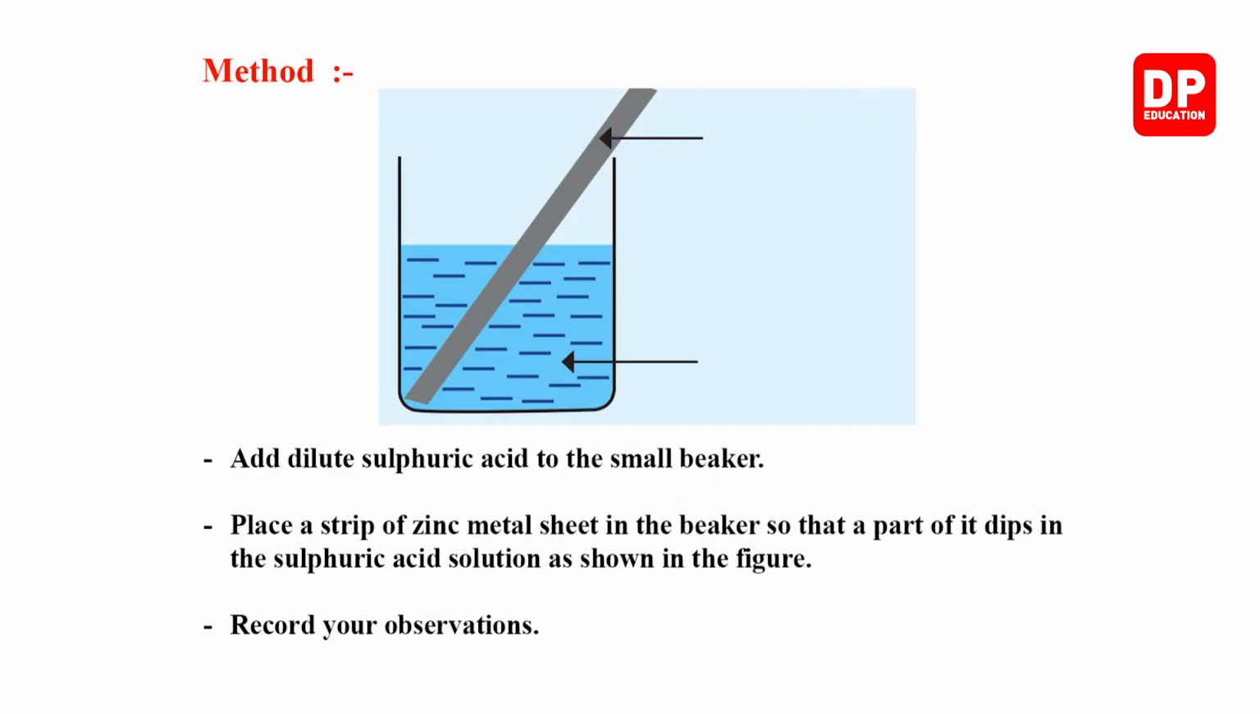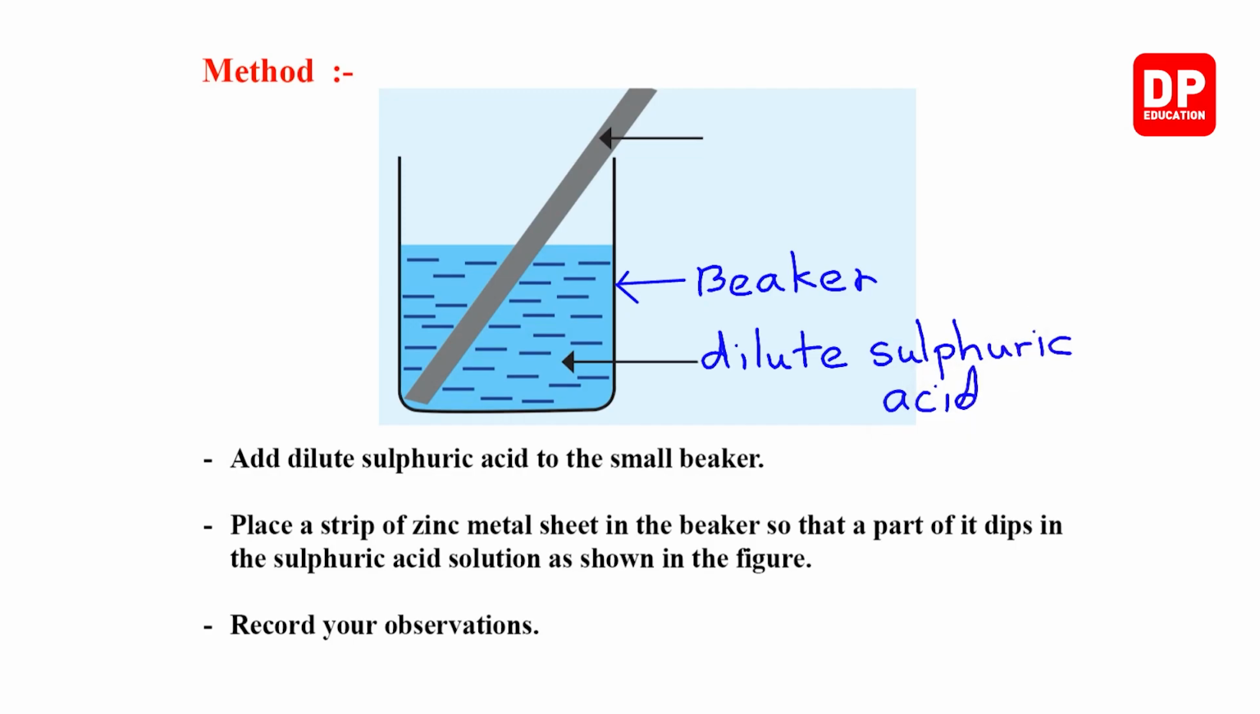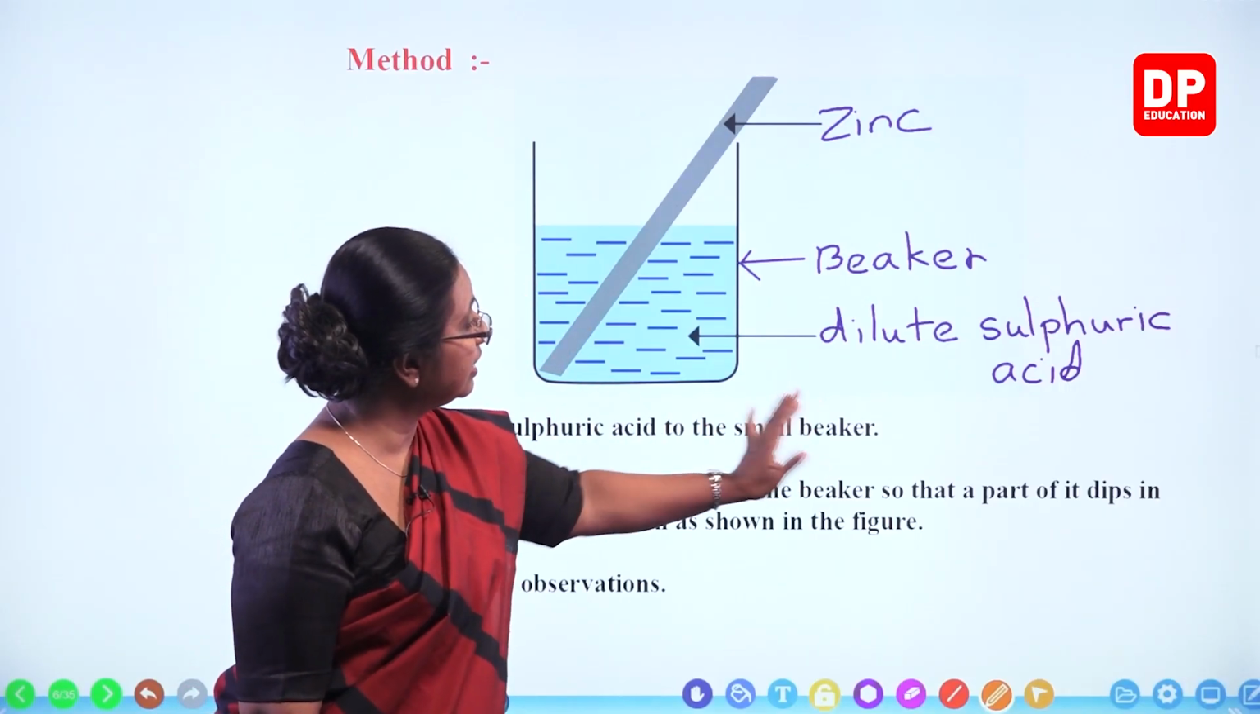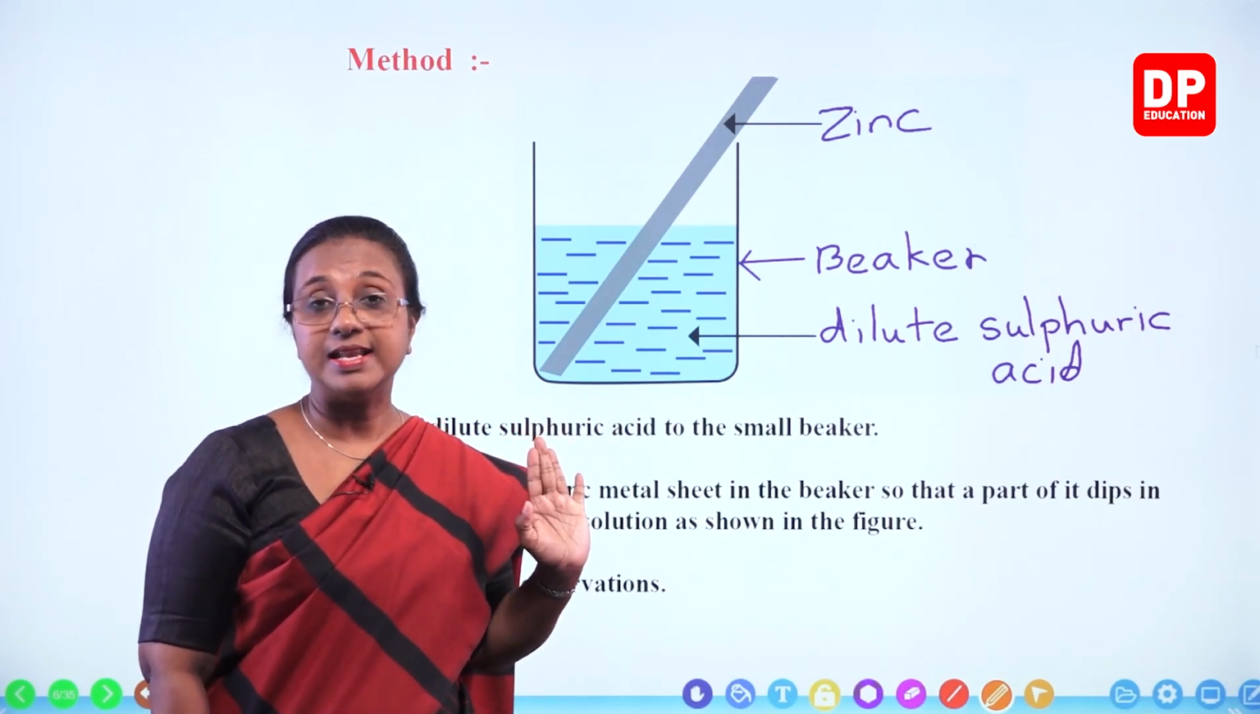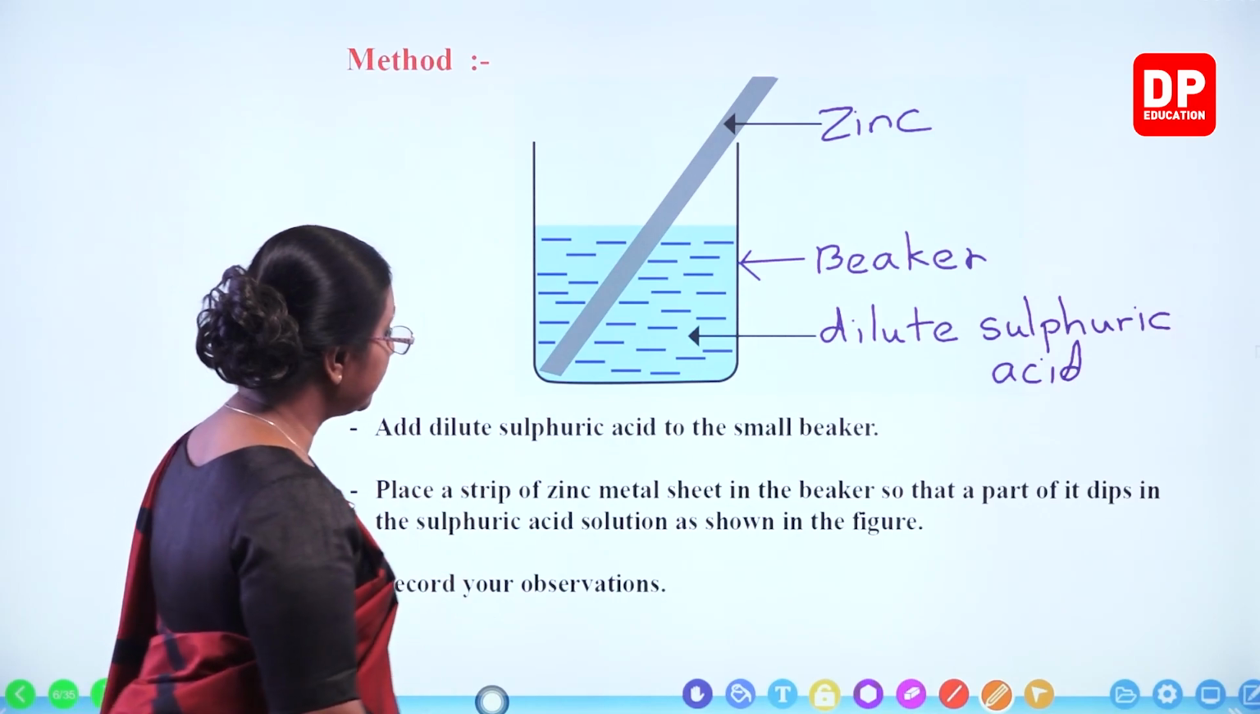So the method is this. This is what we are going to do. We have the beaker here. Inside the beaker, we take the dilute sulfuric acid, and to that, we insert the zinc metal. So this is the setup for the activity. You have the beaker, in that dilute sulfuric acid, and then you insert the zinc and you observe what happens there. Add dilute sulfuric acid.